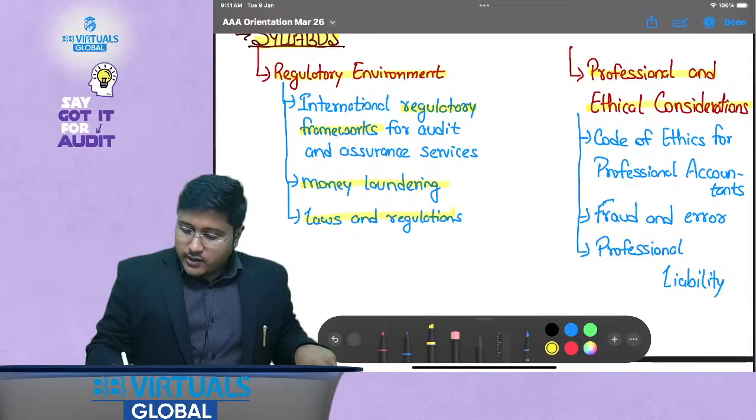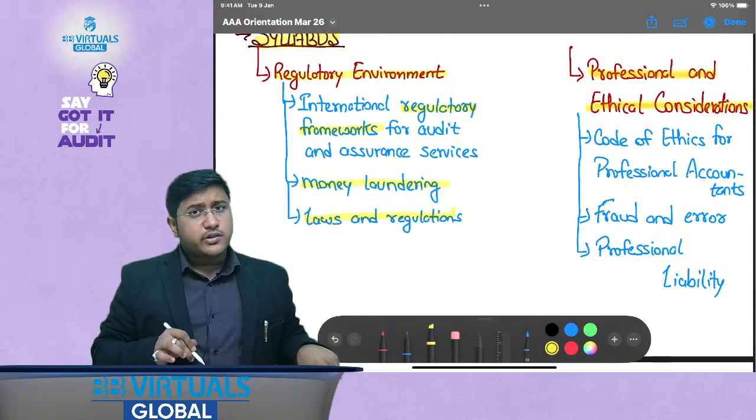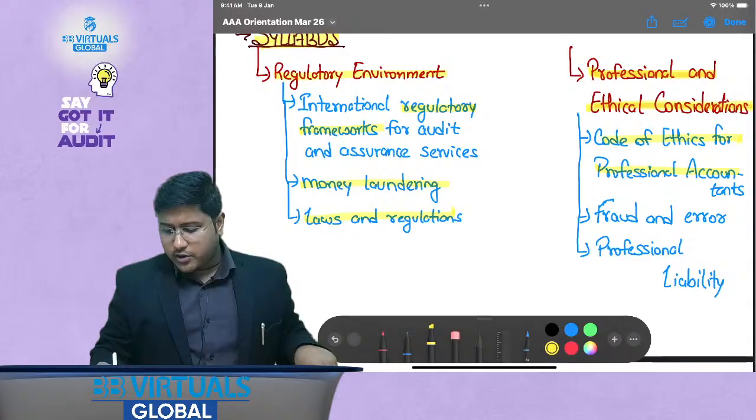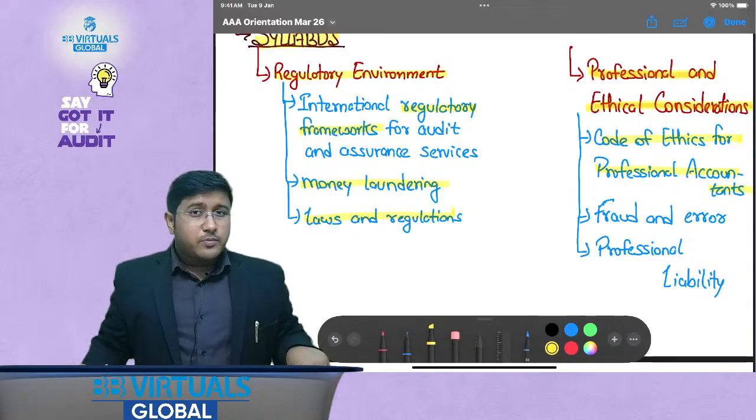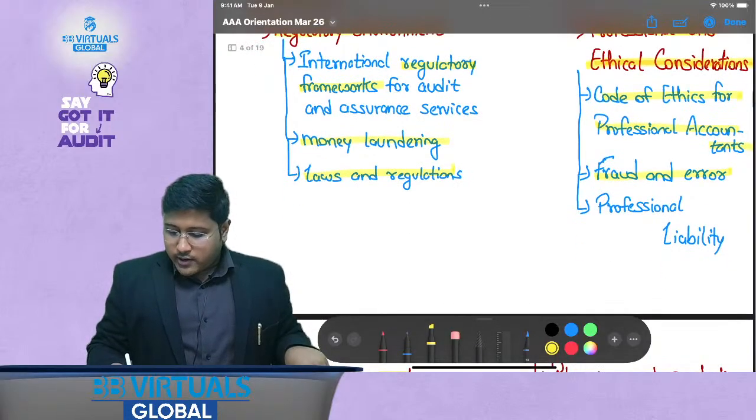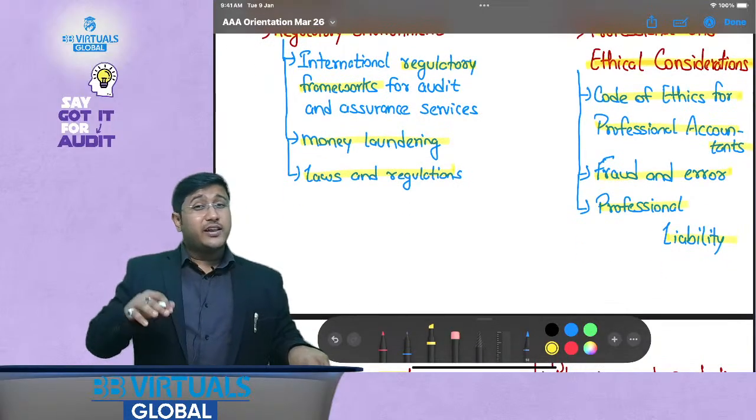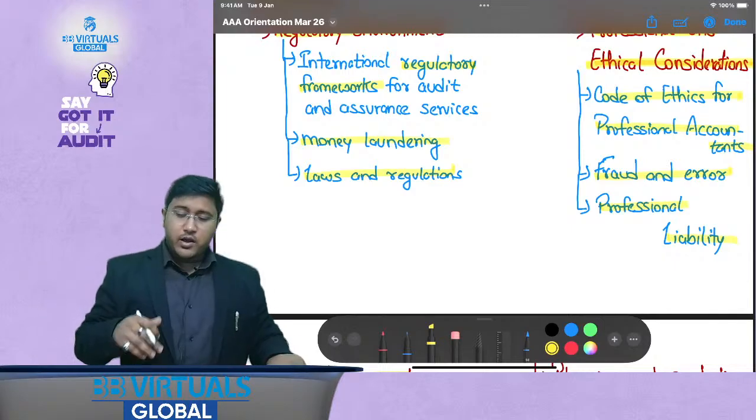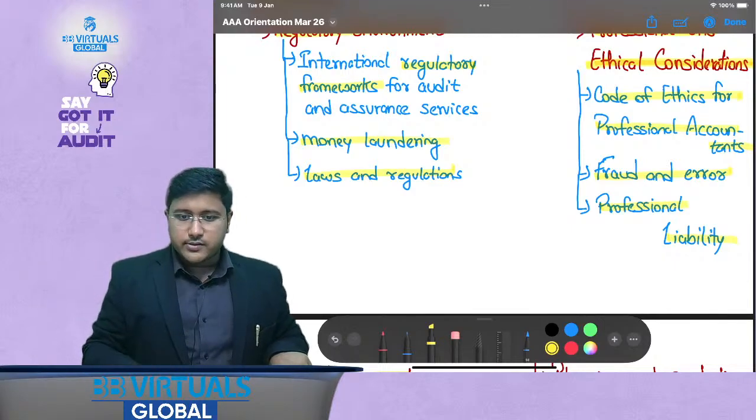When I come to the discussion of professional and ethical considerations, we talk about the code of ethics for professional accountants, the 5 fundamental principles, the 5 threats, all of that. Then fraud and error and professional liability, those insurance discussions that we do. What is the capping on the liability? Everything we discuss here.